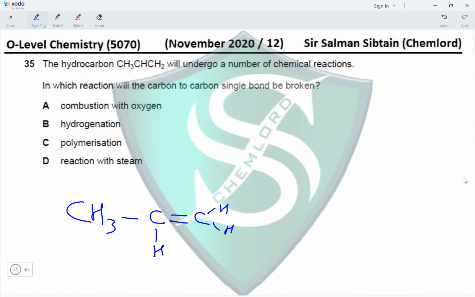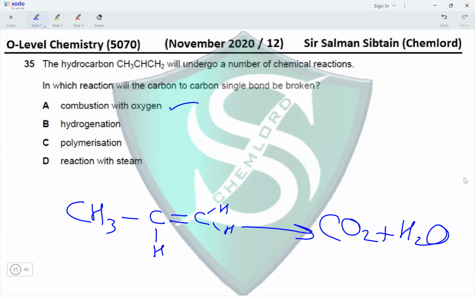Okay, in which reaction will the carbon-carbon single bond be broken? Combustion with oxygen. Combustion with oxygen will convert this entire compound into CO2 and H2O. All bonds will be broken and bonds with oxygen will form. So yes, carbon-carbon single bond will break.